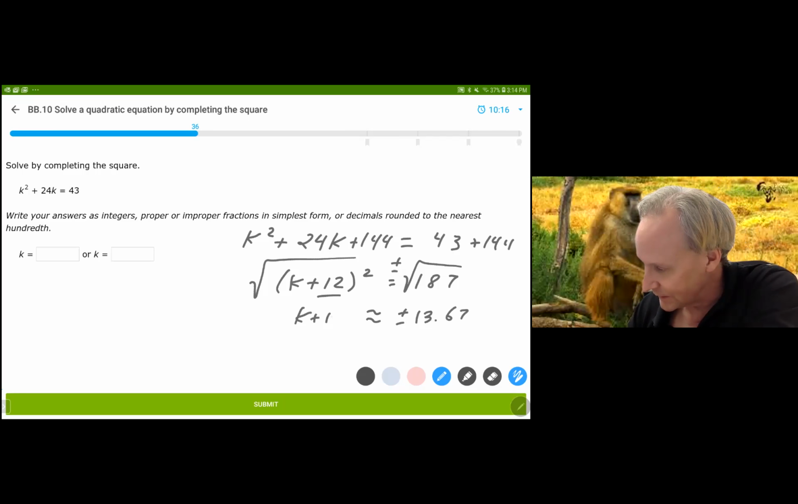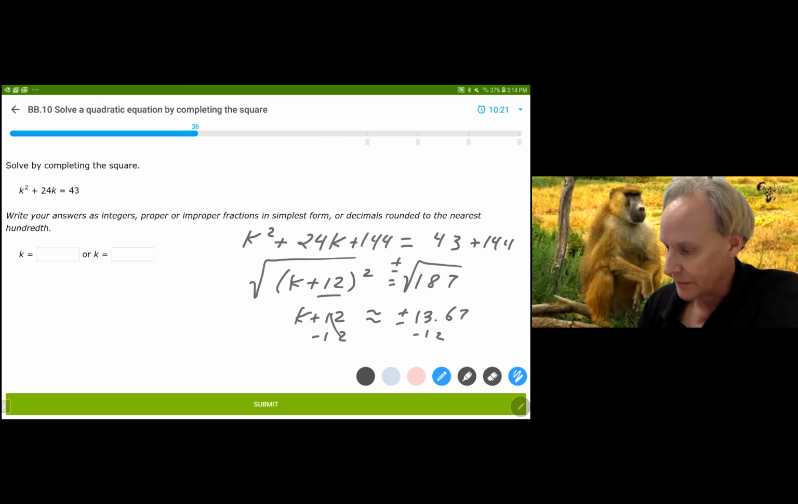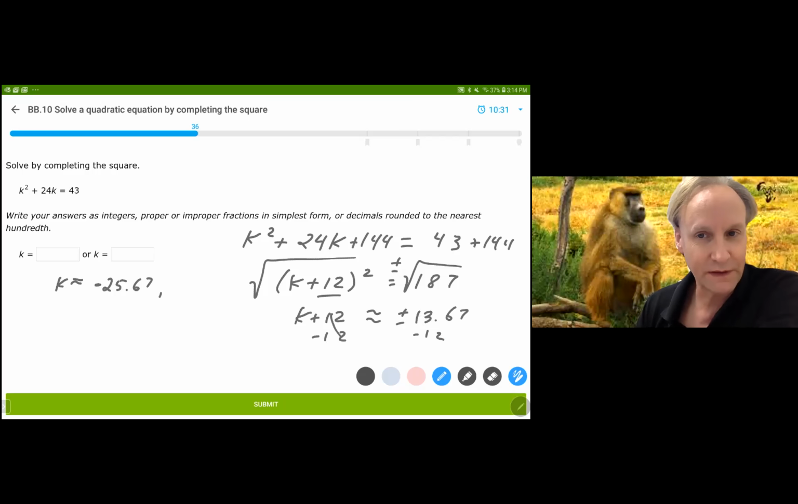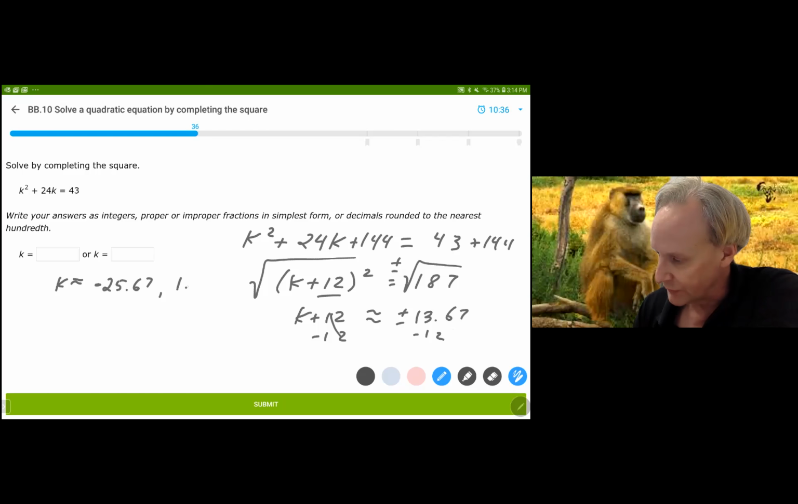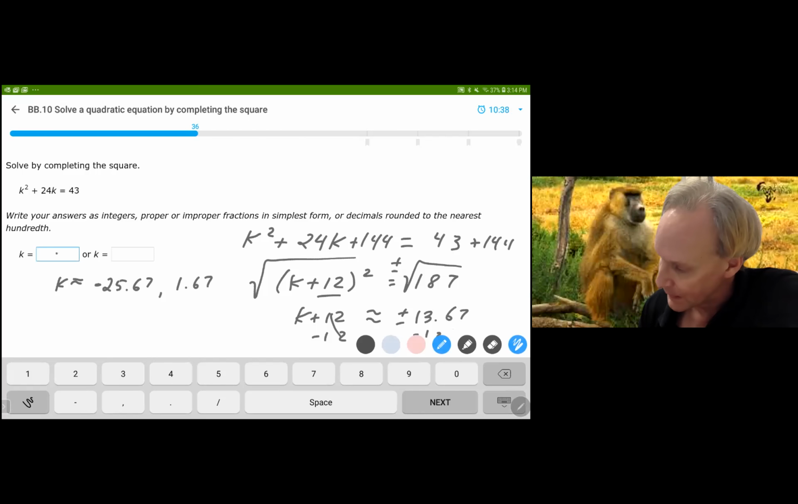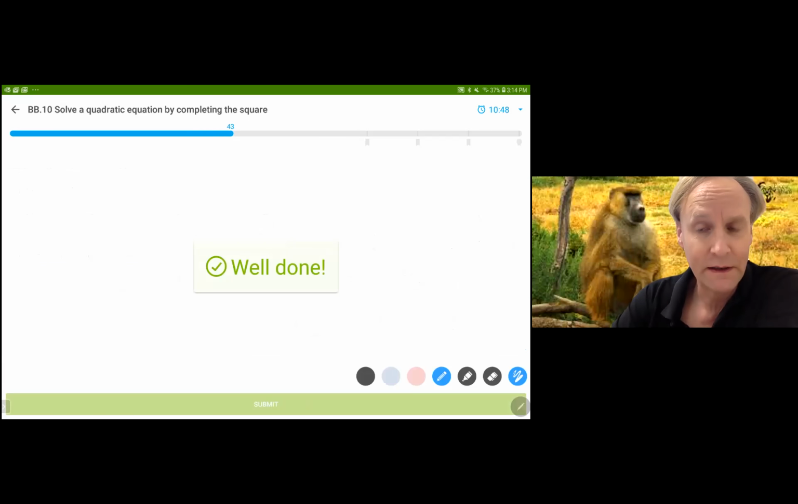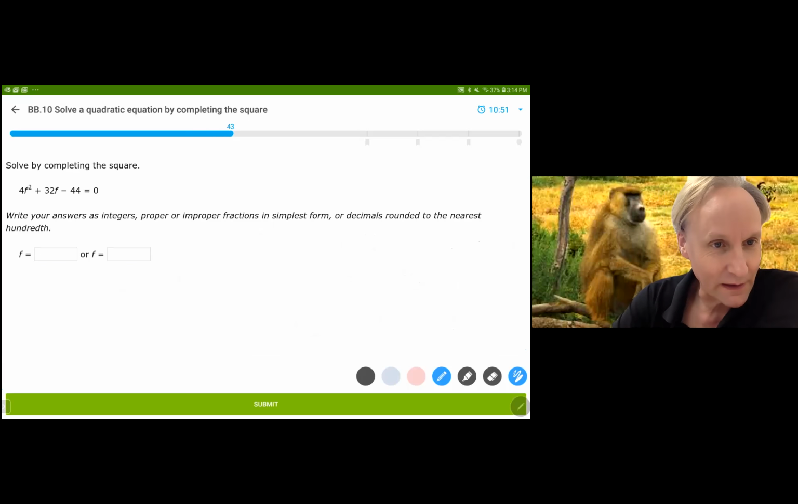I cannot estimate today. I'm going to subtract 12 from both sides. And my k is going to be approximately negative 25.67 for one of my answers. My other answer is going to be 13.67 minus 12, which is approximately 1.67, isn't it? Hopefully I won't make any errors other than my silly estimates that I keep on messing up.